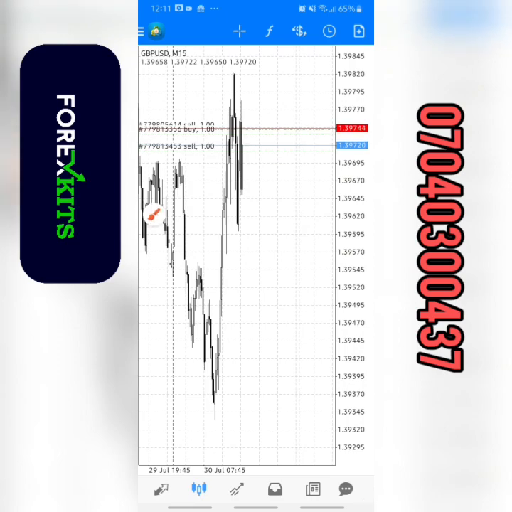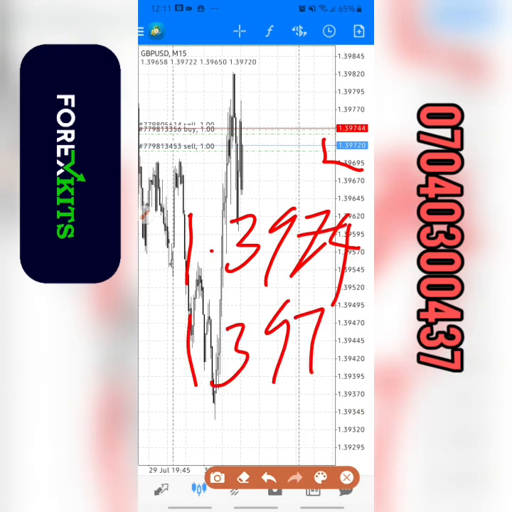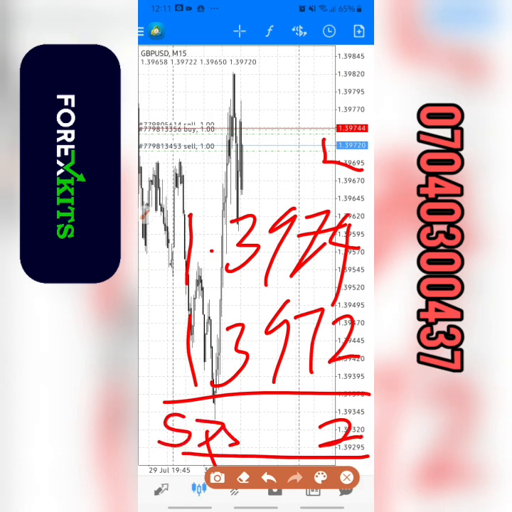And then the difference between both of these, so look at this, 1.3974, then 1.3972. This is a pip difference of 2. This is what you know as your spread. Spread is basically charged by the broker. The broker can take a spread of 2 pips, 1 pip, 0.5 pips, or 3 pipettes. It's just the commission that they take from you for you to be able to execute a trade.